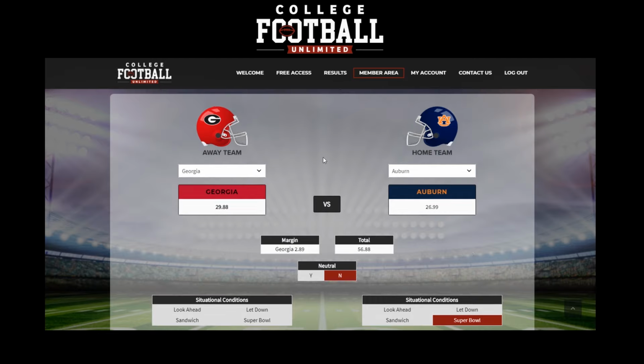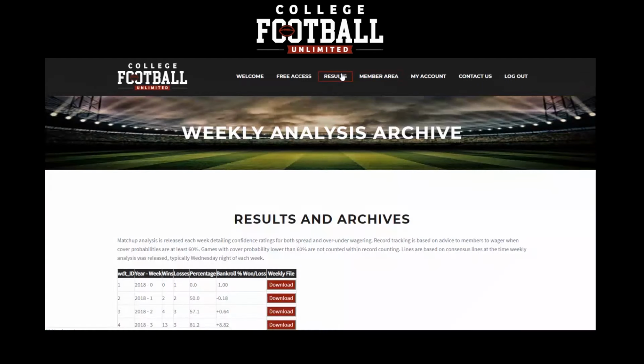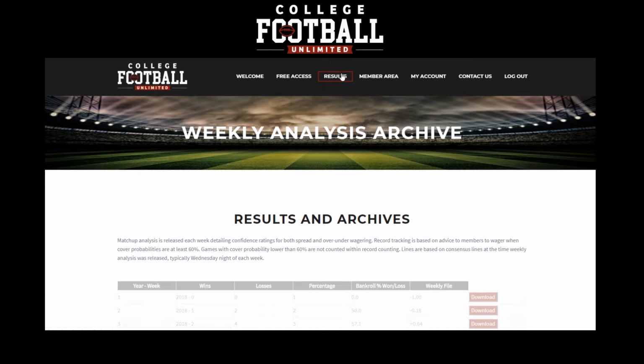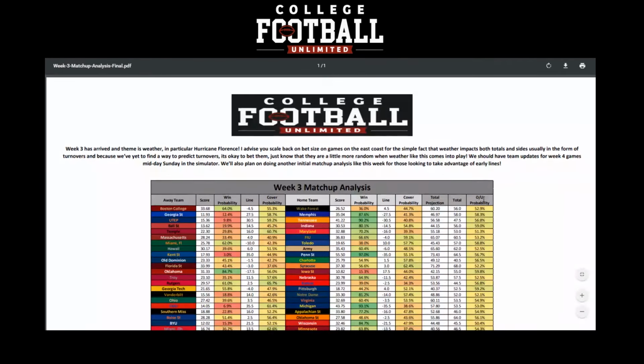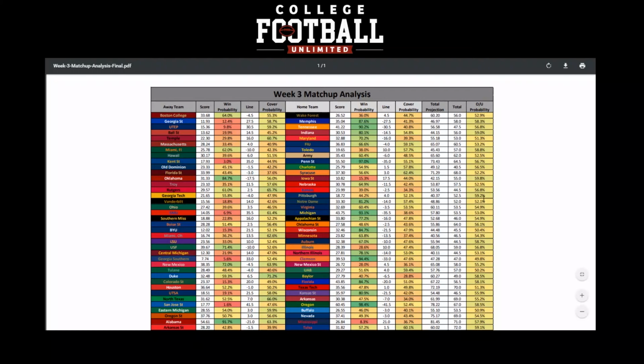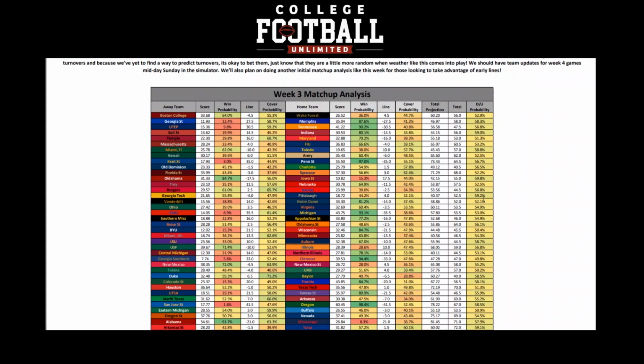With that said, the matchup simulator is by far one of our most popular tools, but our matchup analysis is definitely the most valuable and best time-saving product that we offer. Most people don't have the time, as I mentioned earlier, to do their own research each week, so this feature helps in that arena. We measure our algorithm's success by tracking games with a cover probability of 60% or higher.